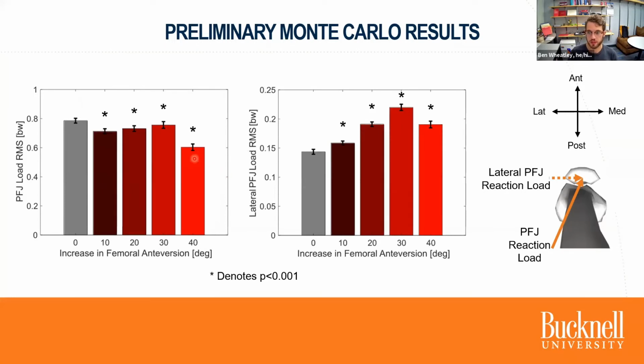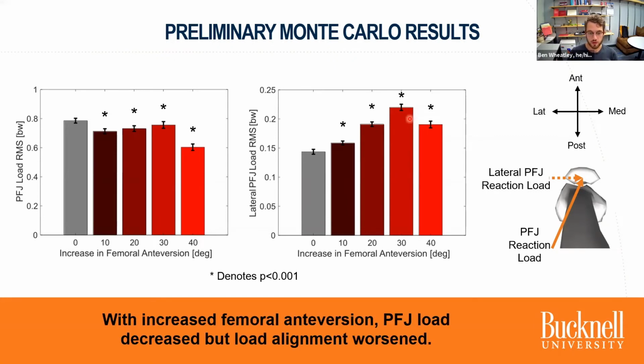However, if we look at the lateral patellofemoral reaction load, so this is now the contribution of this overall load that acts in the lateral medial direction, we see that that actually increases as we go from 0 to 10, as well as 20 and 30 and 40. So what we see overall is that with increased femoral aneurysm, the patellofemoral joint load decreased, but the load alignment worsened, meaning more of the load is actually being transmitted laterally, which can cause high contact pressure and could potentially lead to pain.